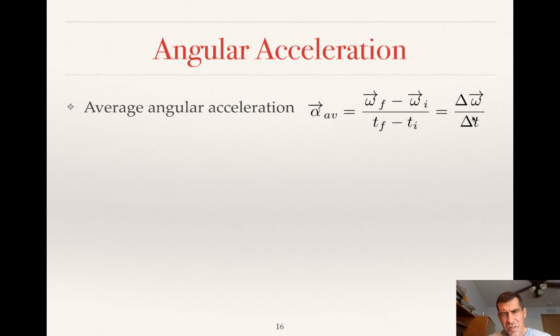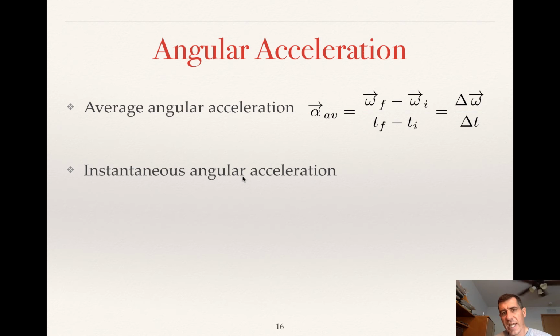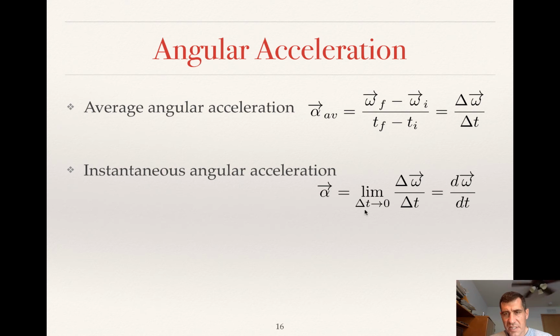And hopefully this should look a bit familiar to you, because if you remember, regular old acceleration is delta v over delta t, while angular acceleration is delta omega over delta t. Okay, so then, just like we did before, we can define an instantaneous angular acceleration. And again, you just imagine taking the average over smaller and smaller time intervals. So you take the limit as delta t goes to 0, which defines a derivative. So alpha, our angular acceleration, is the time derivative of omega.